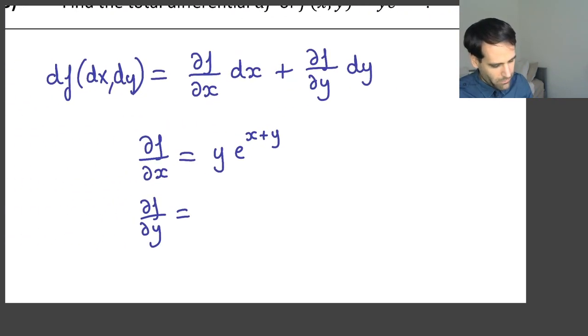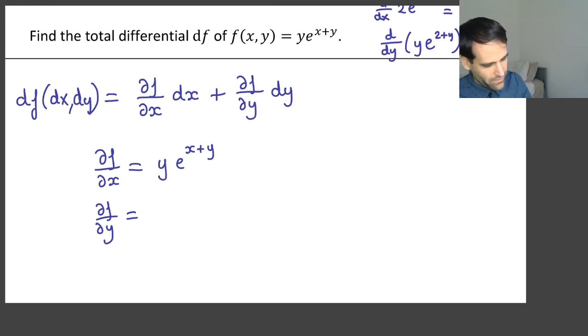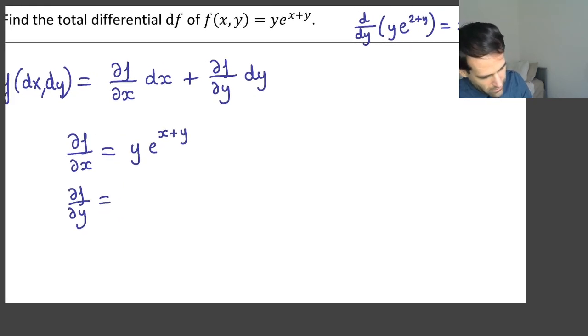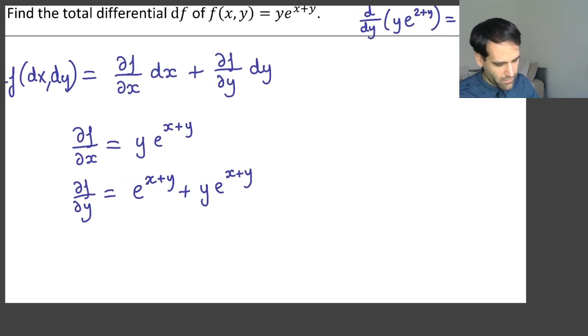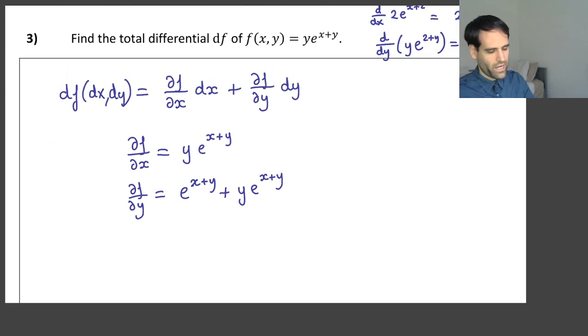And since we are doing the partial derivative with respect to y, we can treat x as if it is a constant. And therefore the result is simply exponential of x plus y times the exponential of x plus y. Okay? So this is the partial derivative of f with respect to y.